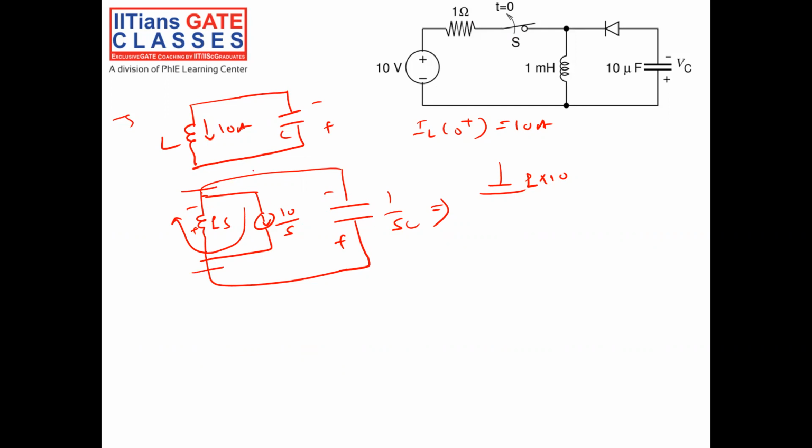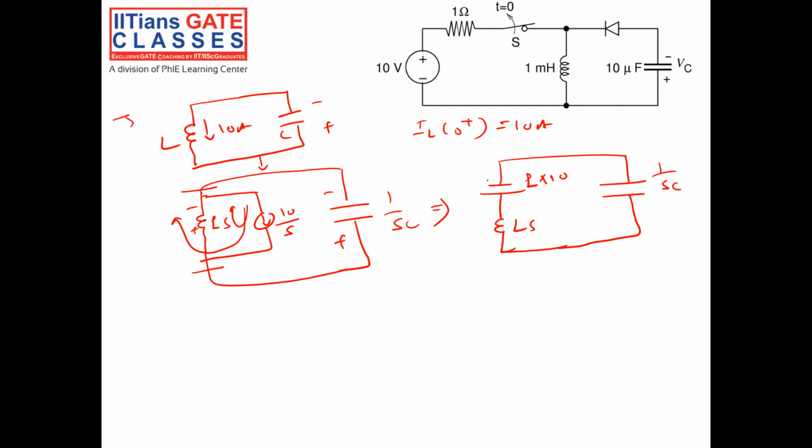First step, I replace it with an equivalent impedance in parallel to a current source. Now the same can be converted into a voltage source in series with impedance. What is the voltage of the voltage source? Nothing but 10 by S into Ls, which is L into 10. Since it is going like this, this will be positive and this will be negative. So I have Ls, then the impedance is given by 1 by SC.